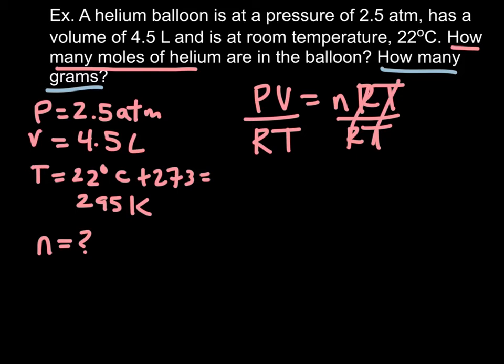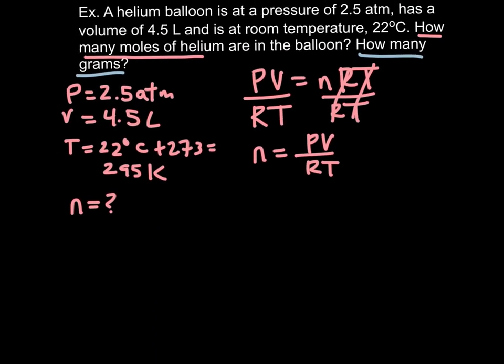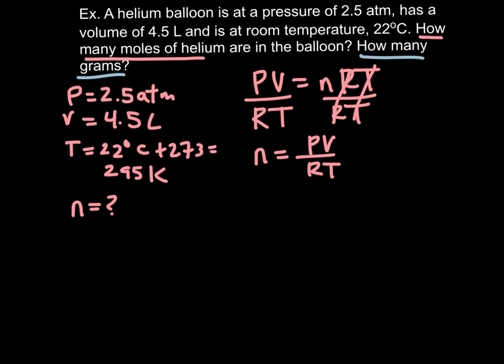When we do this, now we've rearranged this equation algebraically for n. So now n is equal to PV over RT. I'm going to make this a little smaller. Sorry, guys. Okay. By rearranging the variables using our algebraic skills, we now have a plug and chug situation. We literally can plug in all of our units and our numbers and then chug away on the calculator.